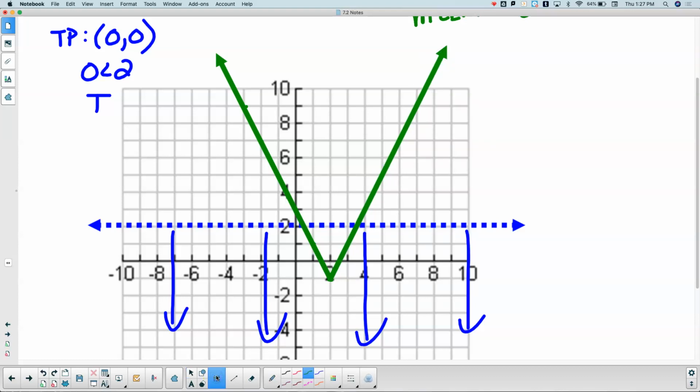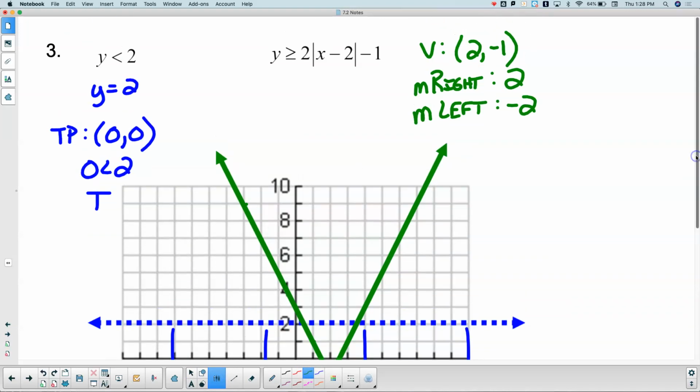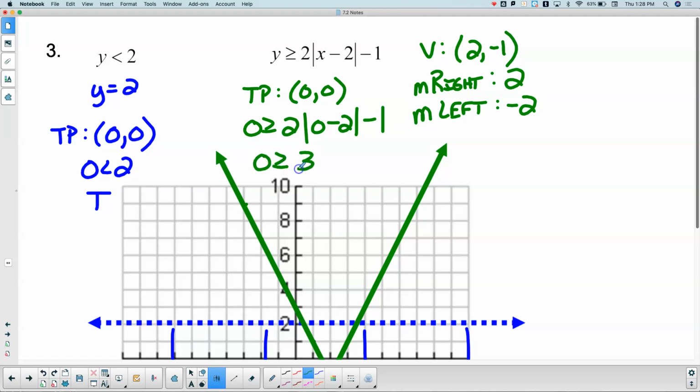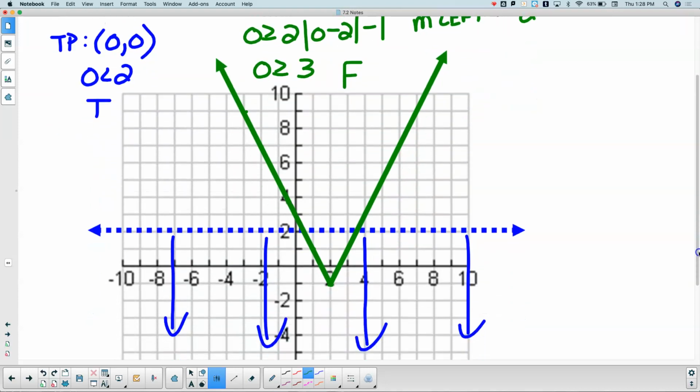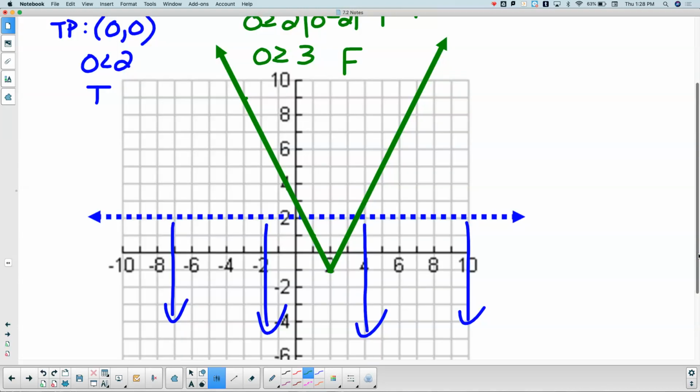I did not go through the origin, so I'm going to use that as my test point. Zero is greater than or equal to 2 times the absolute value of 0 minus 2, then minus 1. 0 minus 2, absolute valued, times 2, minus 1. So 0 greater than or equal to positive 3. True or false? It's a false statement. So I'm not going to shade at the origin. I'm going to shade then inside the V.